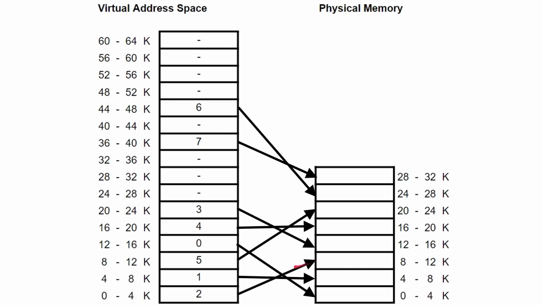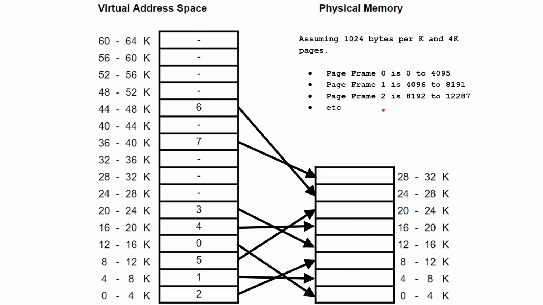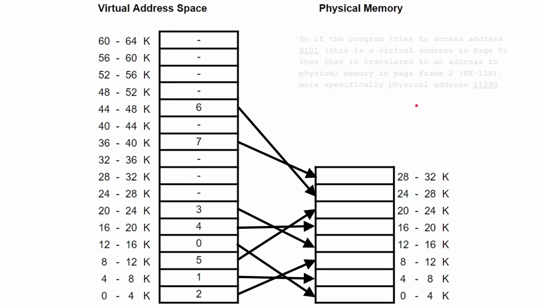So when an address is actually accessed in the range 0 to 4096, it's really going to be in the range of 8 to 12K in the physical memory. So we're assuming 1024 bytes per K and 4K pages. Page frame 0 is from 0 to 4095. Page frame 1 is from 4096 to 8192 and so on.